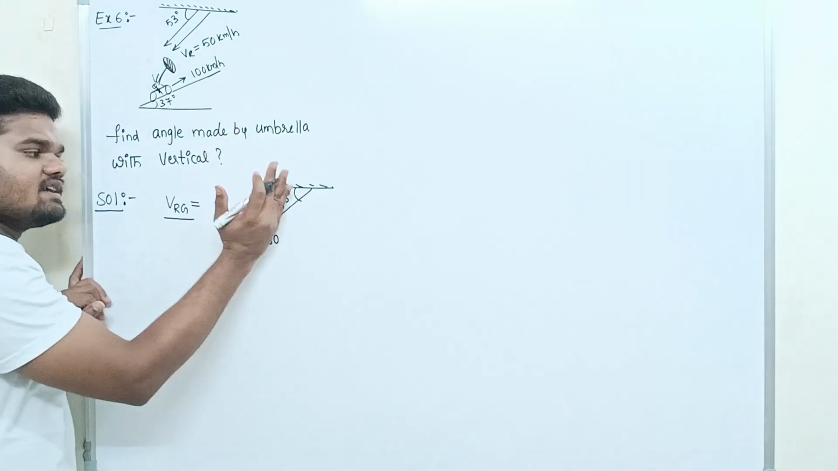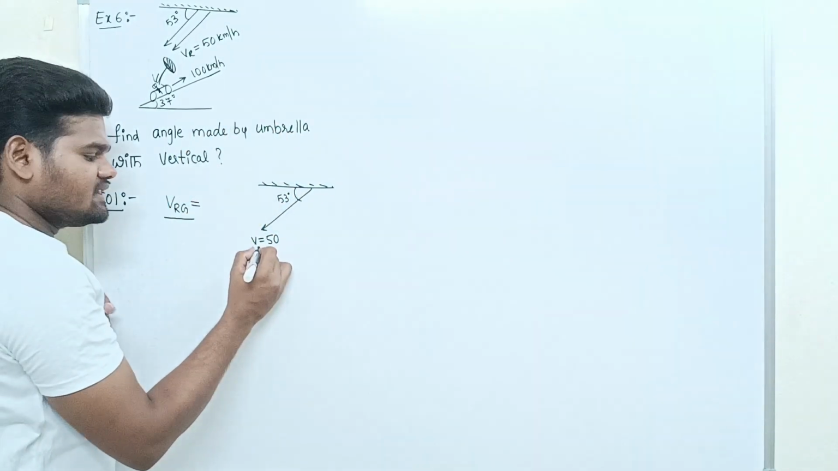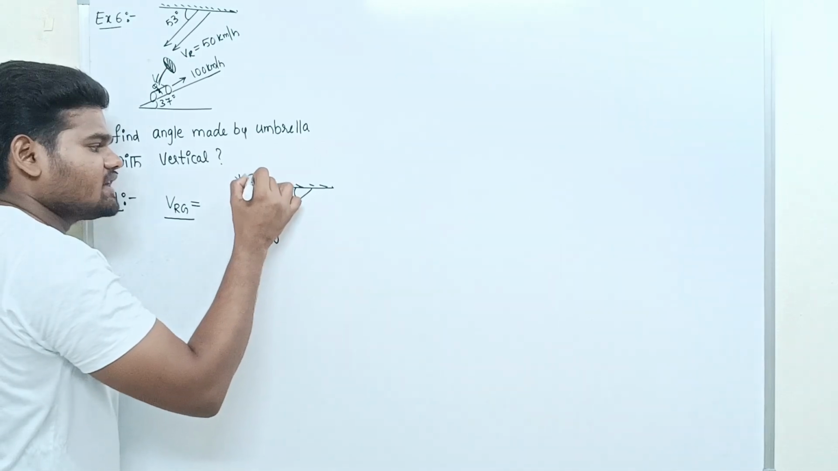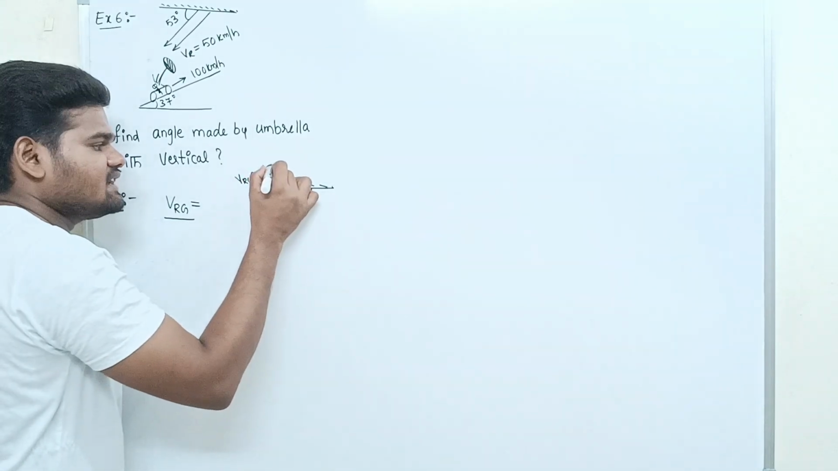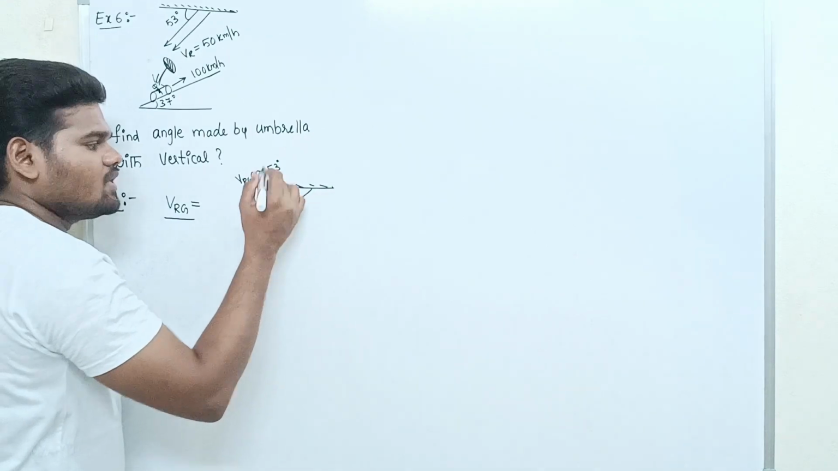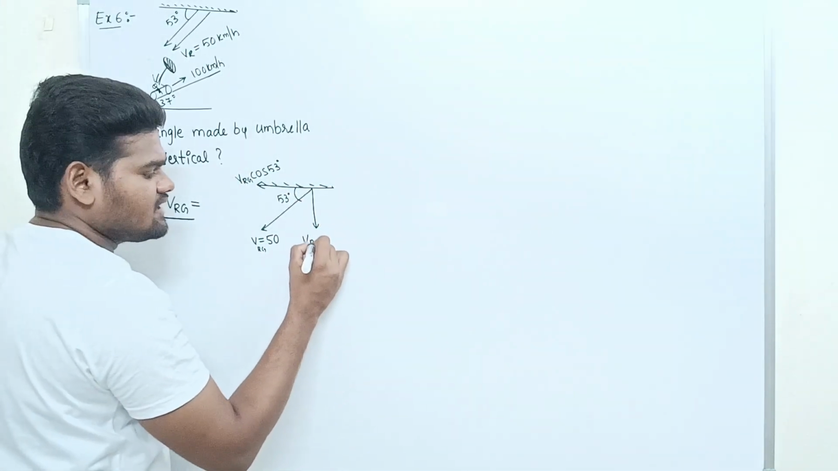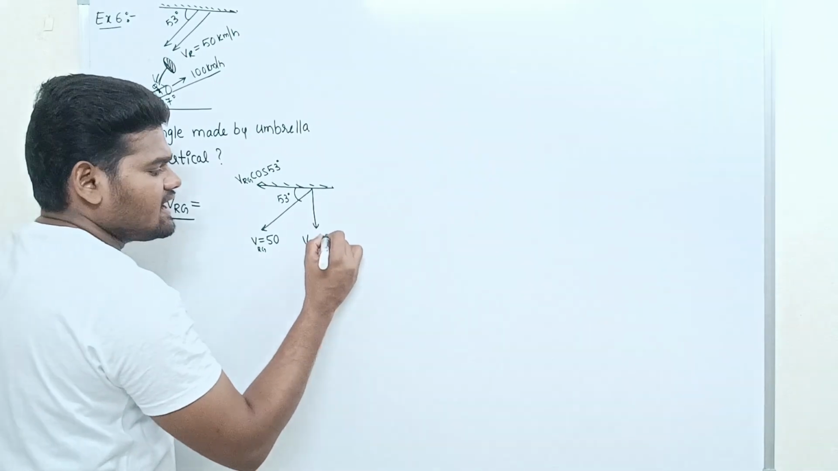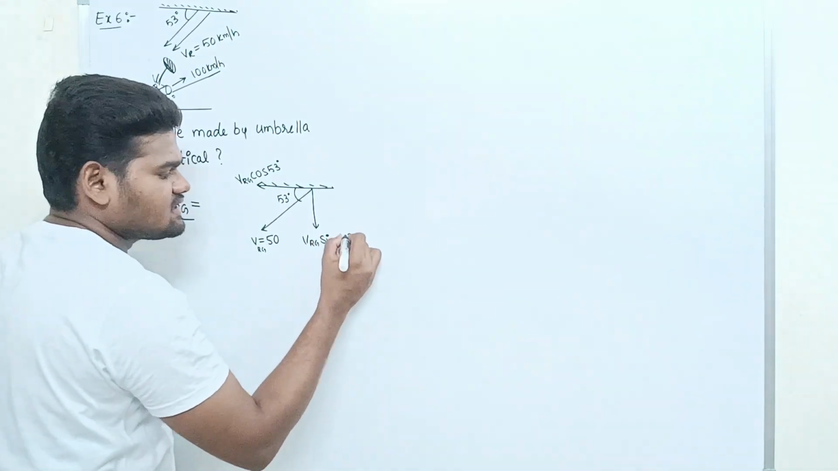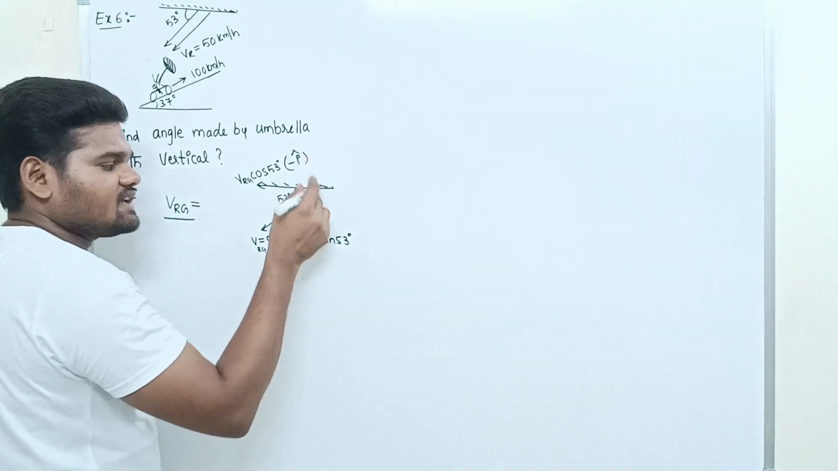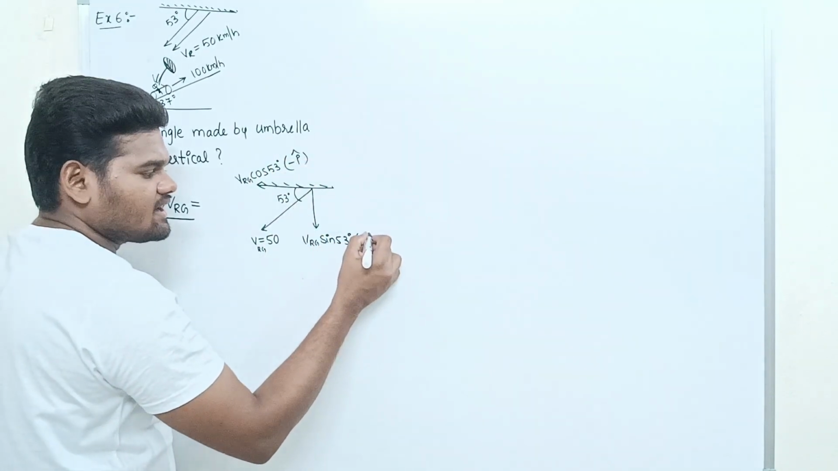Now along the theta side, you will get the velocity of rain with respect to ground cos 53 degrees, and perpendicular to this, we get the velocity of rain with respect to ground sine 53 degrees. Along this direction, what is the unit vector? Minus I cap. Along this direction, what is the unit vector?